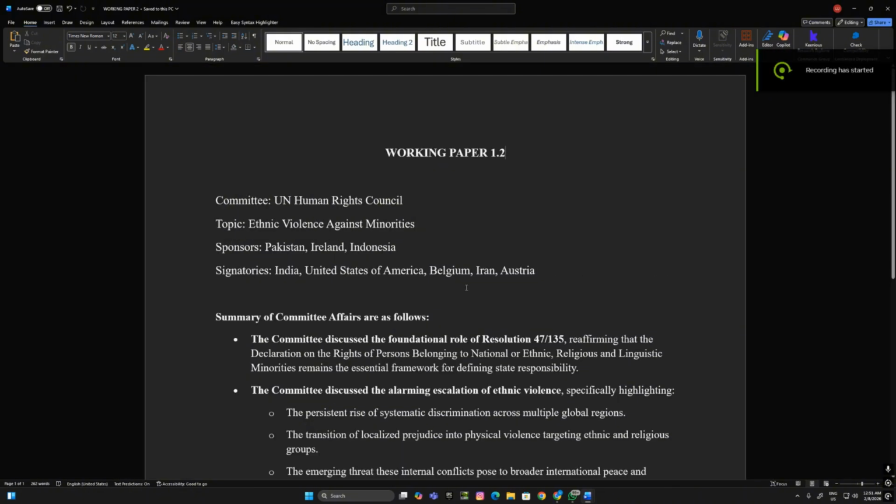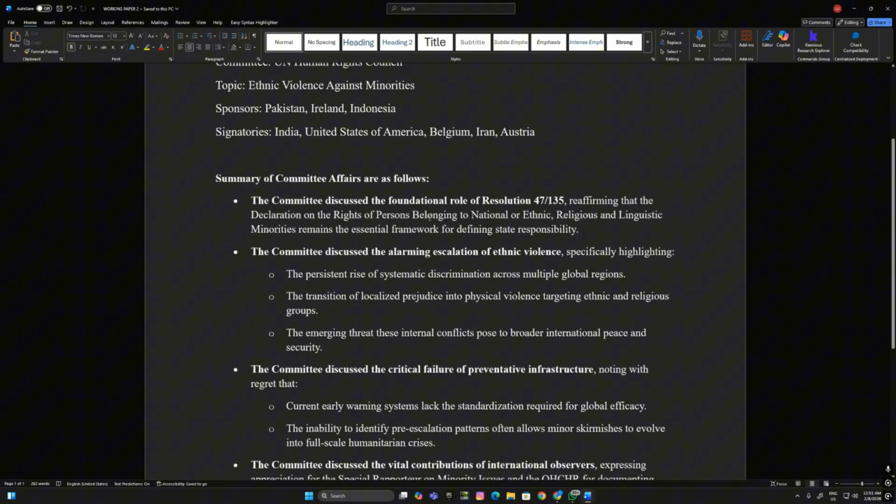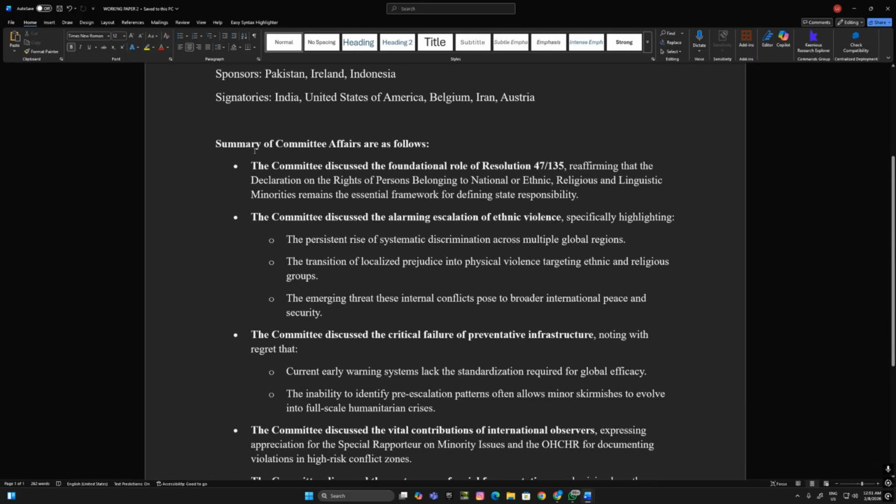Okay, we'll now move on to working paper 1.2. We've kept the general format same, except that we changed the numbering here. So the committee topic, the sponsors and signatories remain the same. I've just changed the layout and how this working paper functions basically. Okay. So the summary of the committee affairs are as follows. I'll just scroll through this. You can pause if you want to read.